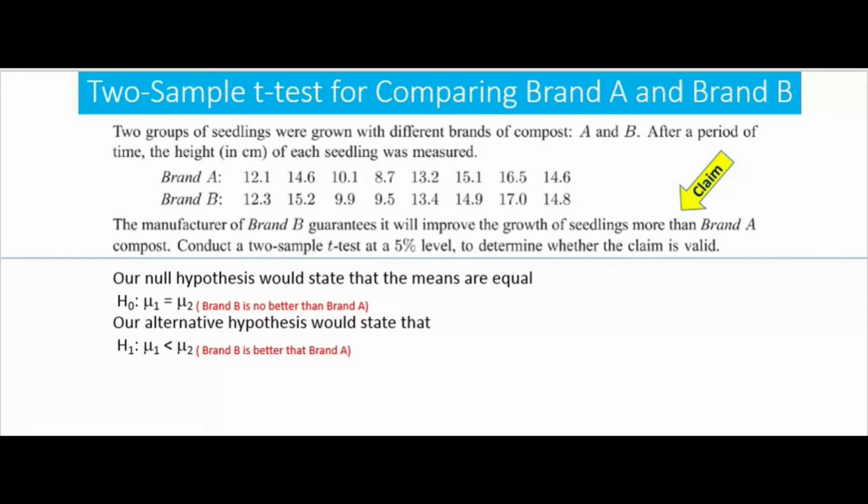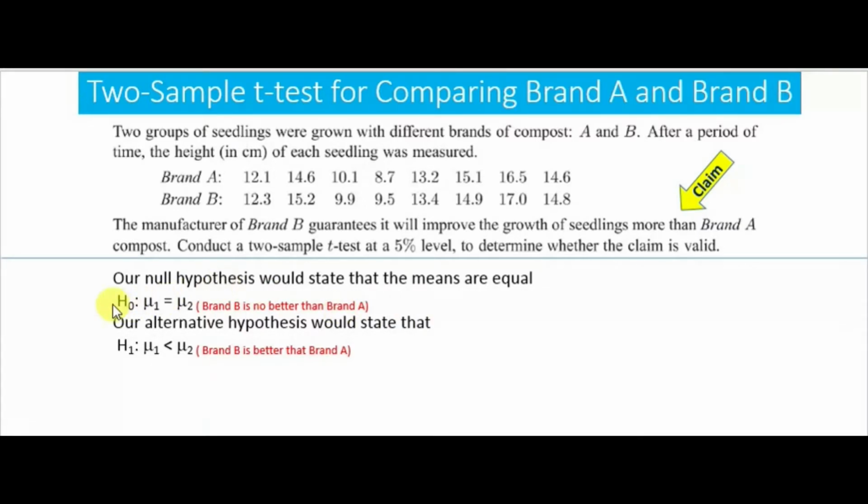The manufacturer of brand B guarantees it will improve the growth of seedlings more than brand A compost. This is the claim made by the manufacturer. This is what he says is true. Conduct a two sample t-test at a 5% significance level to determine whether the claim is valid. So that's the question. The first step is to state our hypothesis.